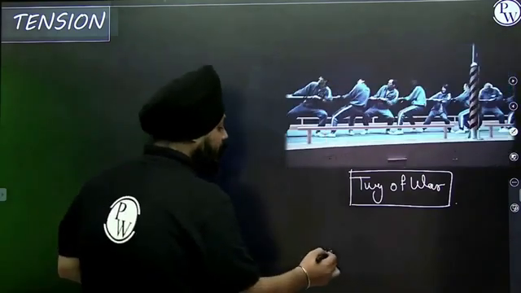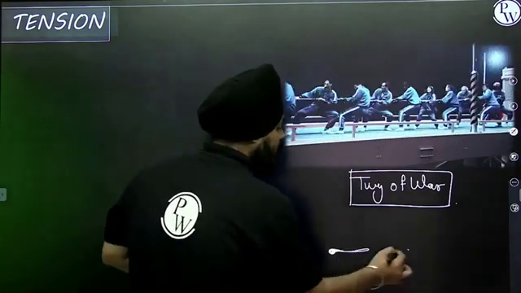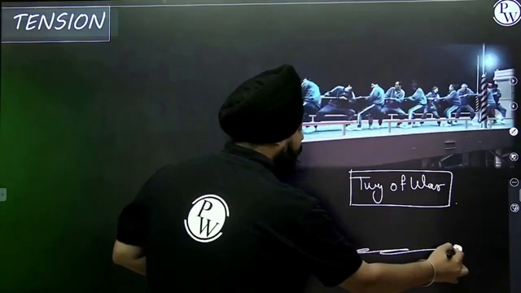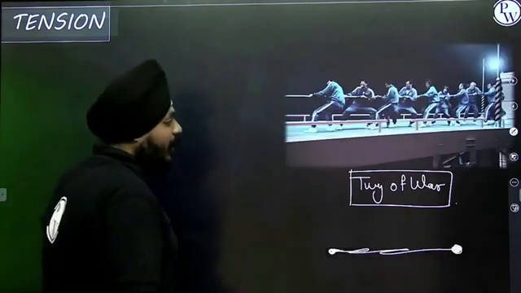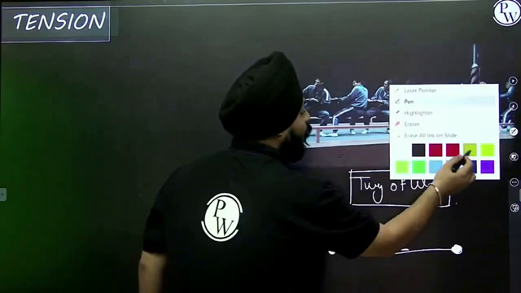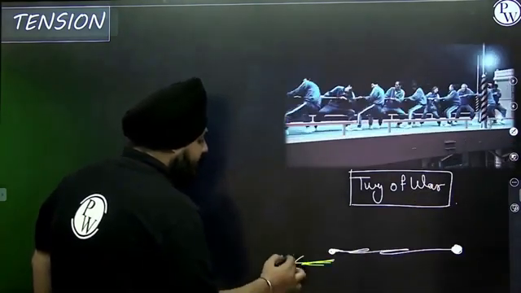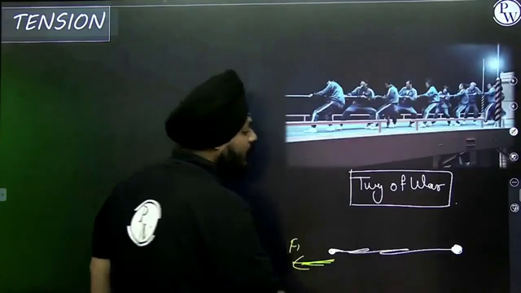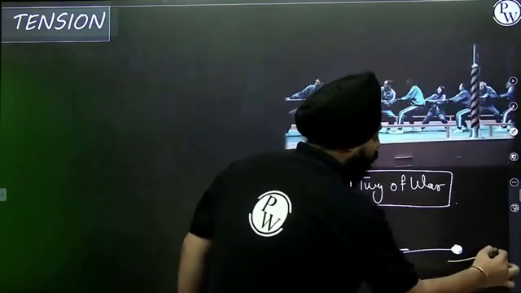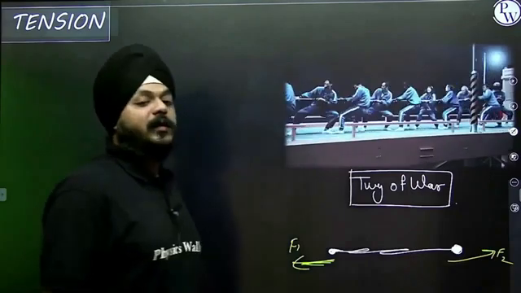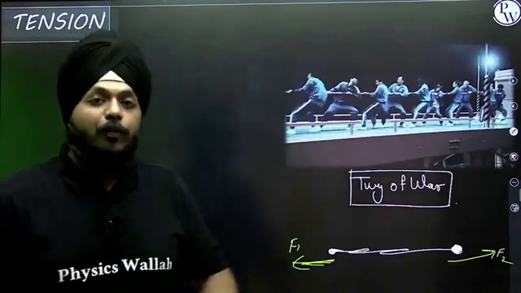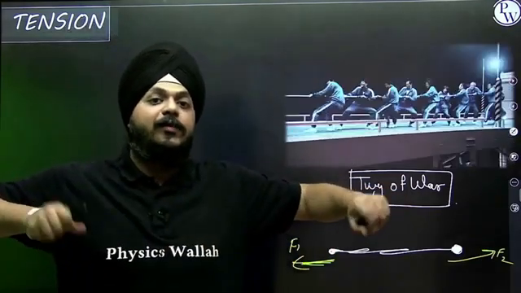There is a rope or a string, right? See, in a tug of war, what happens? One is applying the force in this direction. Can I consider this as F1? Second is applying the force in this direction. Can I consider it as F2? Now the force is applied on both sides.